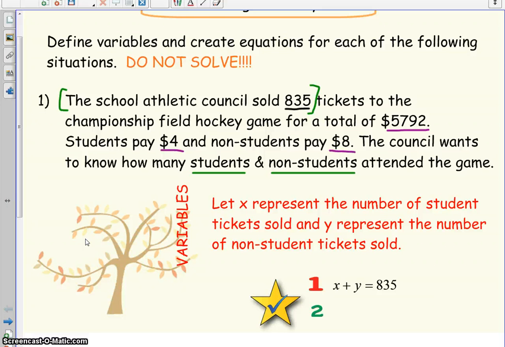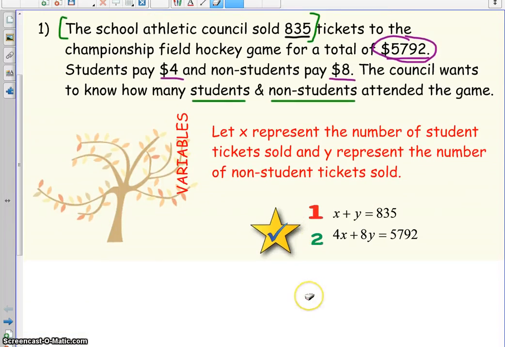But now let's see if we can figure out another equation that's going to use the dollar amounts given. So remember that we were told that they bring in $5,792 total dollars, and they get $4 for every student and $8 for every non-student. So that means, if you take a look at the equation here, $4 for every student plus $8 for every non-student ticket sold should give you $5,792 in total. Okay, so what we want to make sure of is that our units match up. So if you look here, the right side of the equation is in dollars, 5,792. So we get $4 times the number of student tickets and $8 times the number of non-student tickets to get that total.